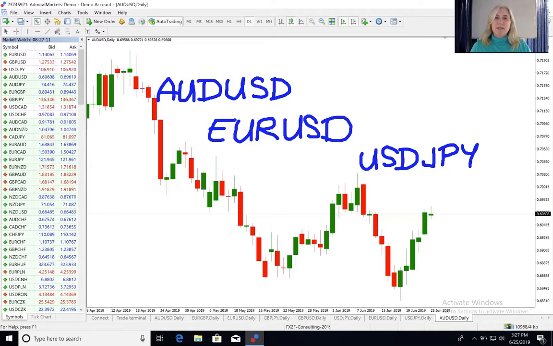In terms of indices, I don't recommend trading indices, especially for new traders. If you're more advanced or been trading for a while and are okay to take on the bigger spreads and the volatility, then that's fine. But for beginners, I don't recommend it.